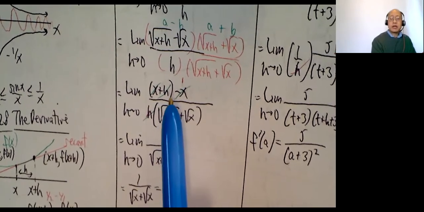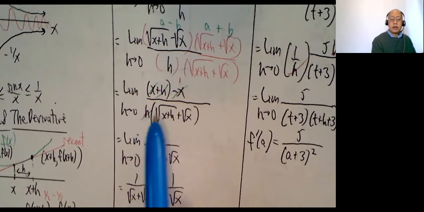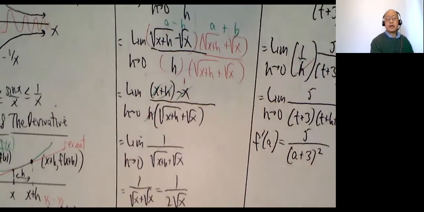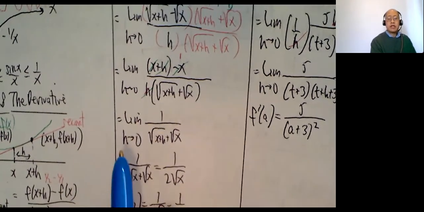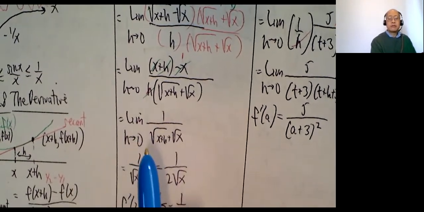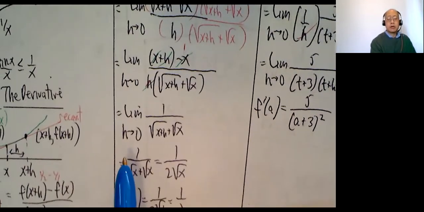Guess what happens to that h on top? Cancels that h on the bottom. That's usually the trick. So that cancels out, so you're left with a 1 on top. So limit h approaches 0, 1 over radical x plus h plus radical x. Now I can plug in 0 for h, no trouble.